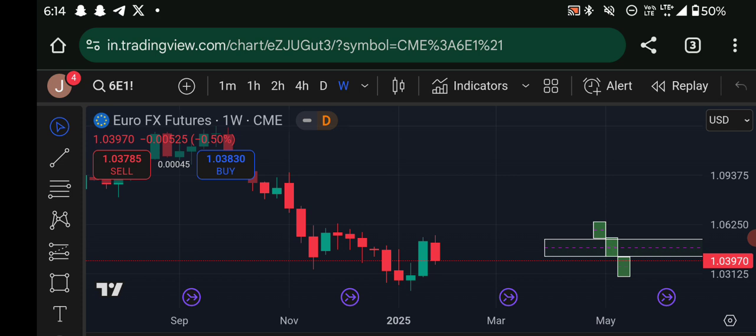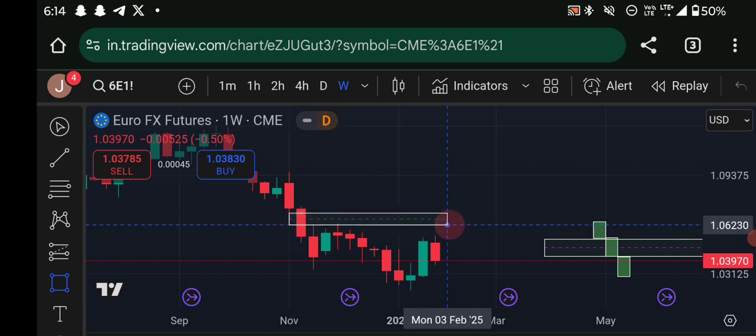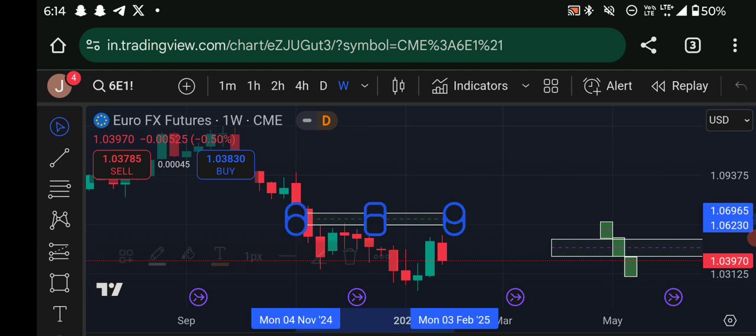So exactly what is a fair value gap? A fair value gap is a gap where one side delivery was offered. We can see that here. From this low to this high, there was only sell side delivery, there was no buy side delivery.